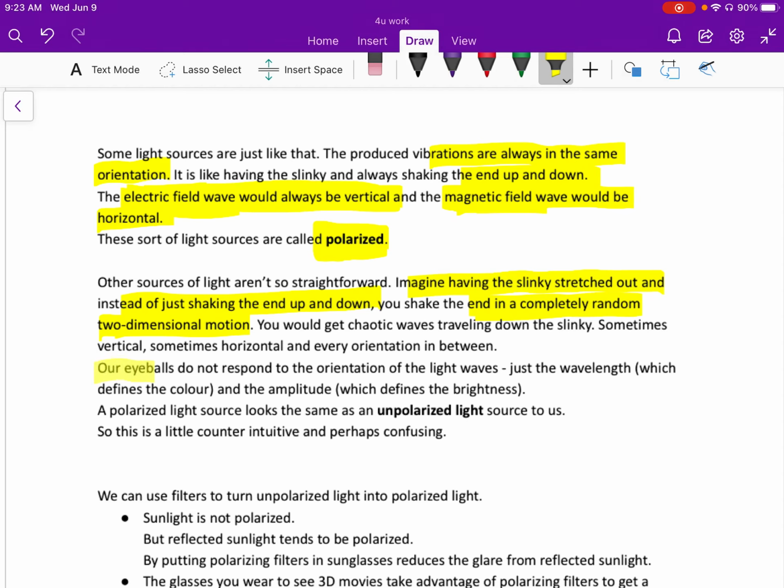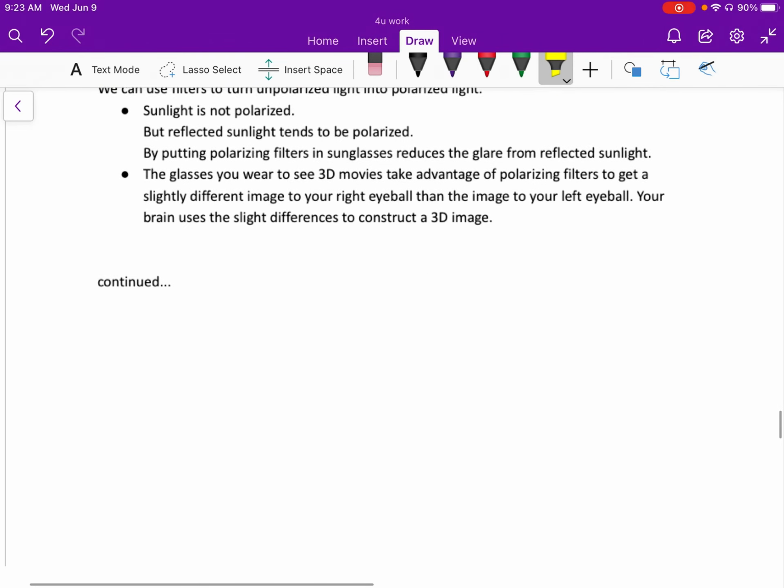Our eyeballs wouldn't notice the difference if we're talking about light, because our eyeballs don't respond really to the orientation of these electromagnetic waves. They just figure out the frequency as color, the amplitude as brightness. So our eyeballs wouldn't tell a difference. But that light source that's random, we would call it unpolarized. It would be fundamentally different than a polarized light source, but it would look the same. Here, I've got a graphic that kind of explains it.